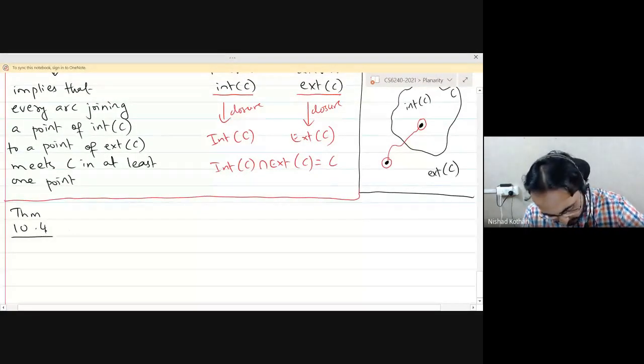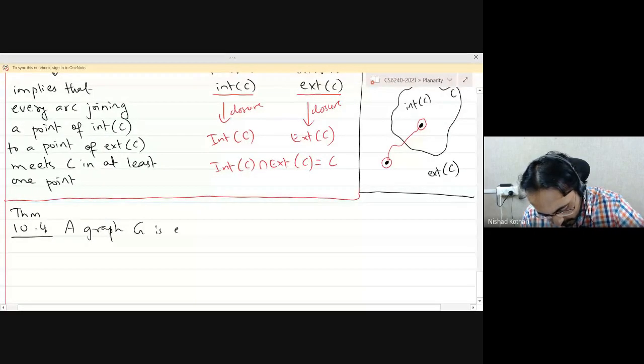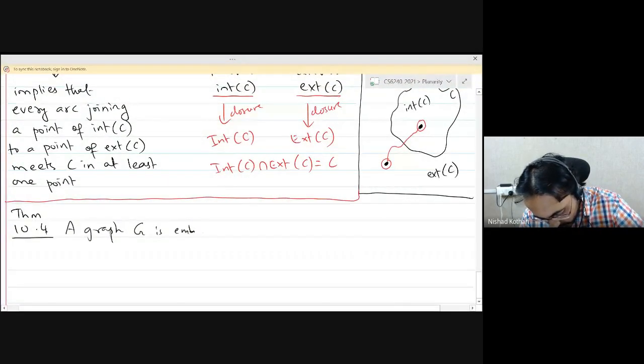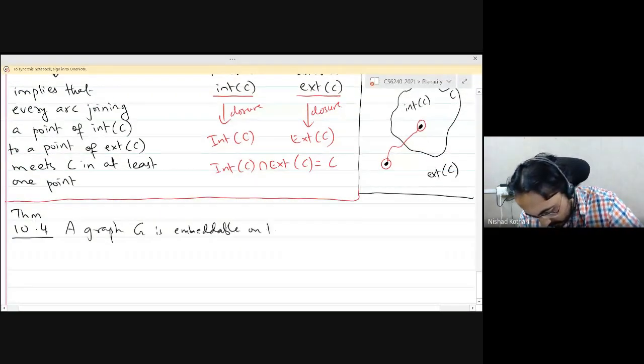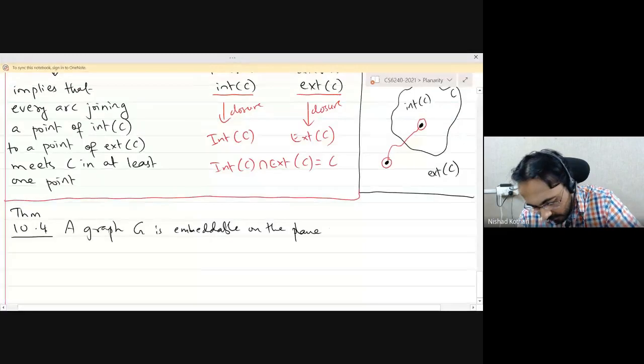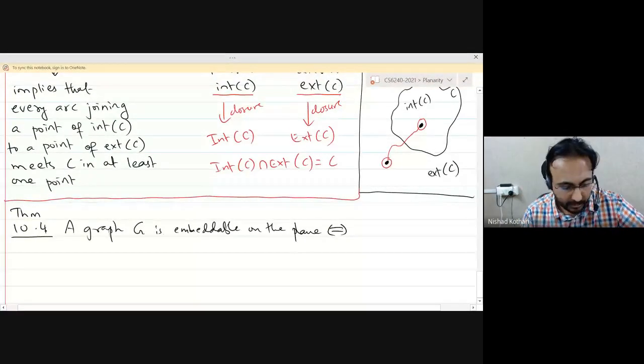A graph G is embeddable on the plane if and only if G is embeddable on the sphere.